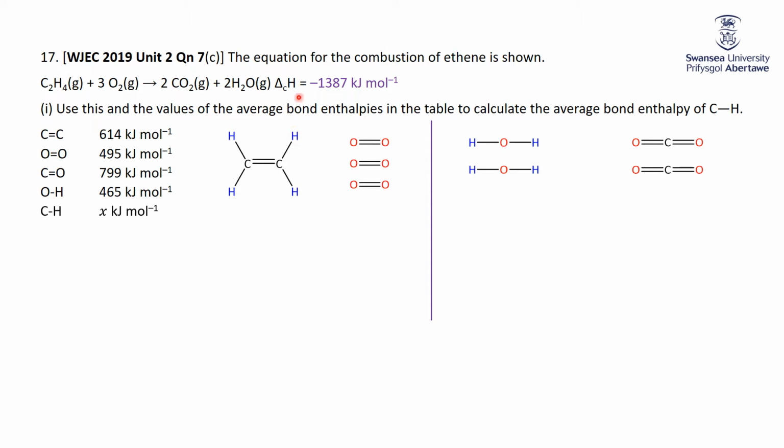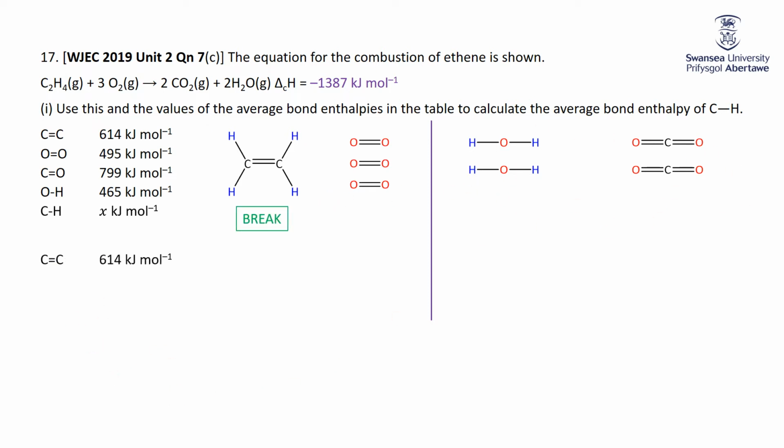Now delta H, which is minus 1387 in this particular reaction, is where we add up all the bond energies broken, and that's a positive number. We add up all the energies made, and that's a negative number, and then we put them together. So it's effectively bond energies broken minus bond energies made. So let's see what we've done.